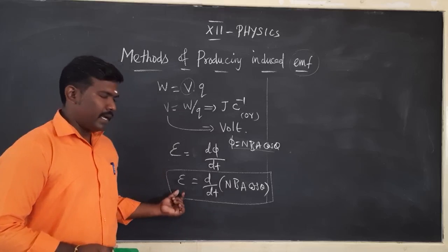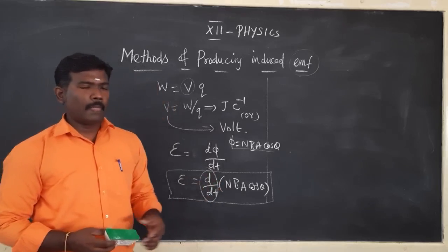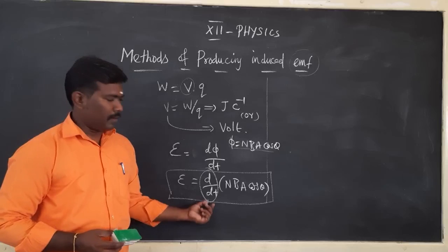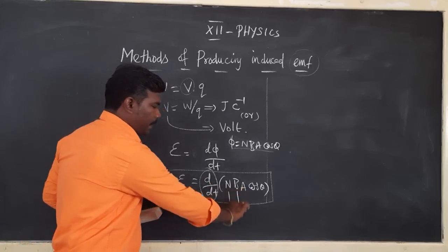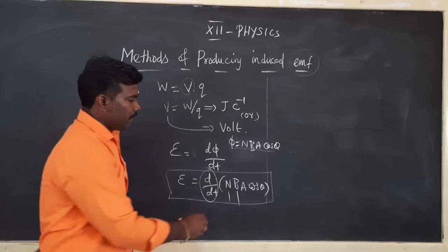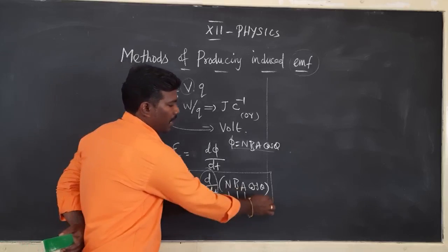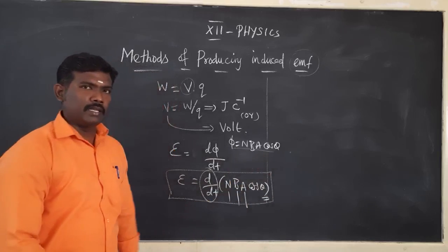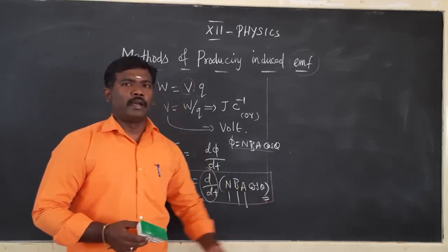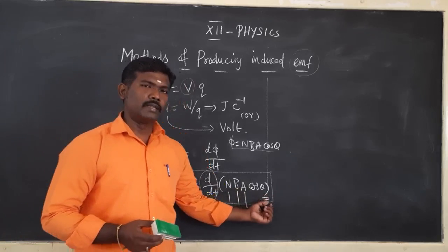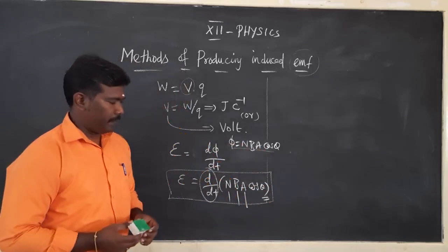We can produce the induced EMF by changing dΦ/dt, the change with respect to time, by changing the number of turns, or the magnetic field linked with the circuit, or the area of the coil in the particular circuit, and theta. Theta is the orientation, the relative orientation between the coil and the magnetic field.